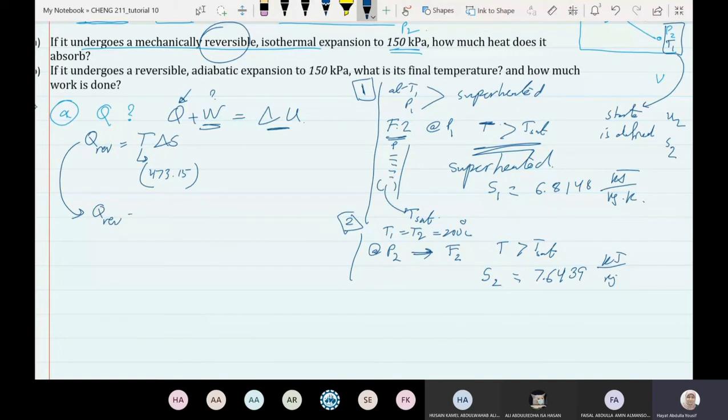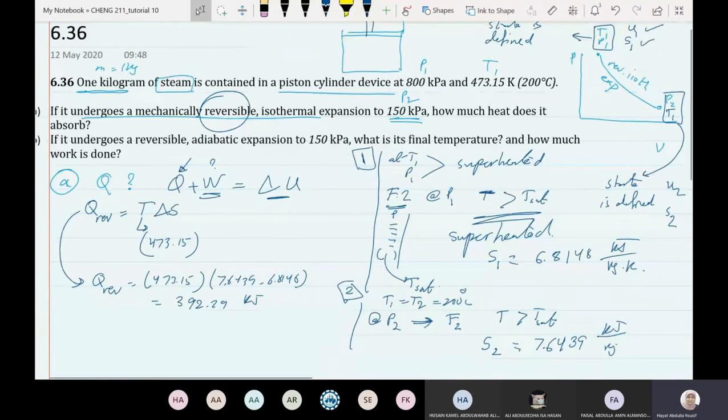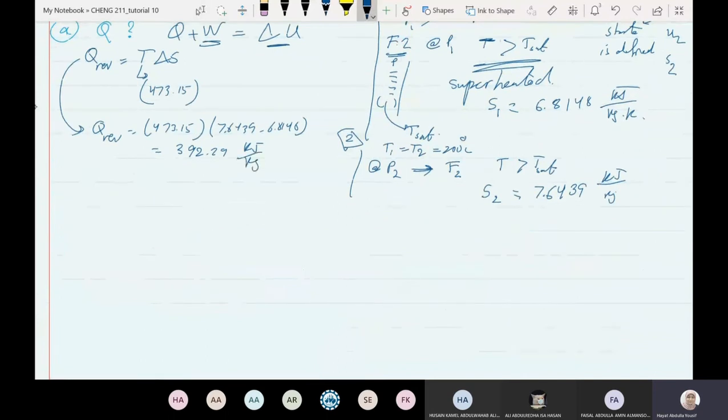So Q reversible is supposed to be equal to 473.15 multiplied by delta S, which we have now here: 7.6439 minus 6.8148. So with that I can find the amount of heat. It's 392.29 kilojoule per kilogram. According to what's given in the question, the mass is 1 kilogram, so I can just write it as kilojoule per kilogram, and to get it as kilojoule, you multiply it by 1 kilogram. And this is just the end of part A. And this is what they need in part A.